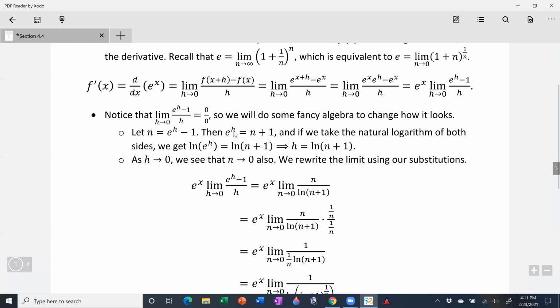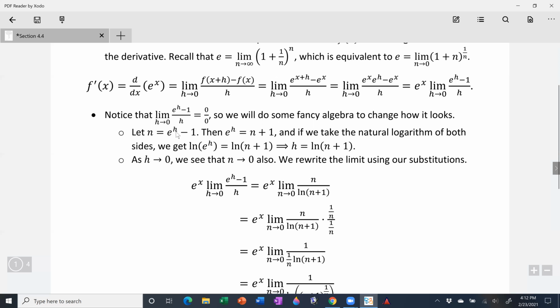And then to get this h by itself, we would have to take the natural logarithm of both sides. So if we take the natural logarithm of e to the h equals the natural logarithm of n plus 1, remember that the natural logarithm of e to a power cancels out and you get just the power. So a little bit of a mess, but the h on the bottom is now going to be rewritten as the natural log of n plus 1.